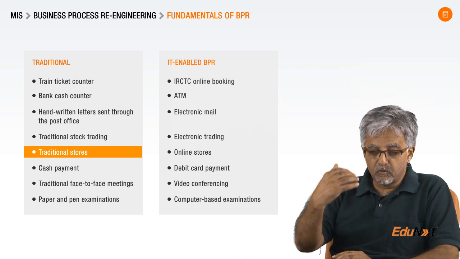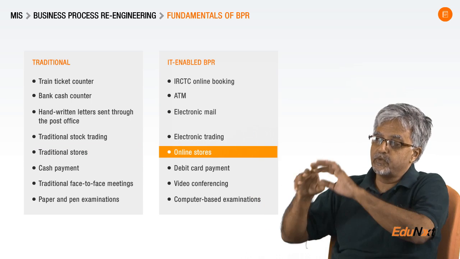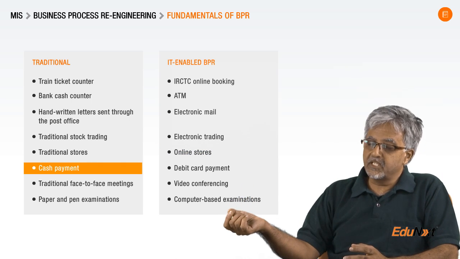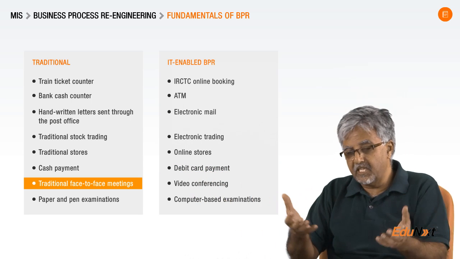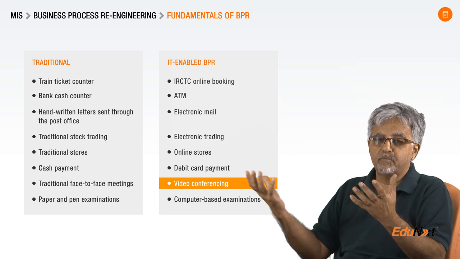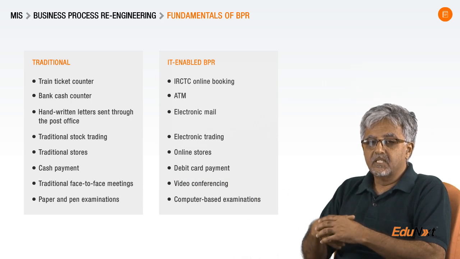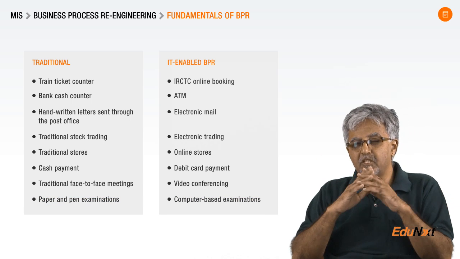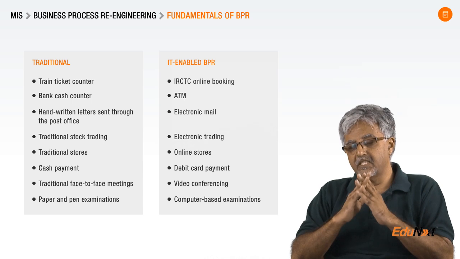Traditional stores where you have to go out of your home, go to the shop, buy and come home. Online stores where you order what you want online. Traditional payment using cash, or you can pay using a debit card. Traditional face-to-face meetings where people have to be present in the same room, or you can use video conferencing such as Skype or Google Hangouts where you can meet online. Traditional paper and pen examinations versus computer-based examinations. These are all different examples of business process redesign using IT.